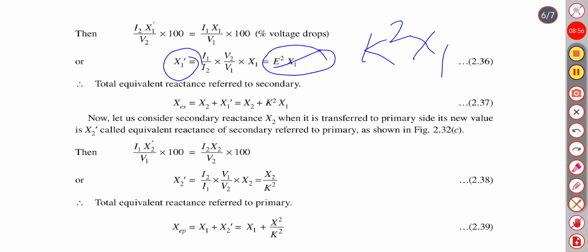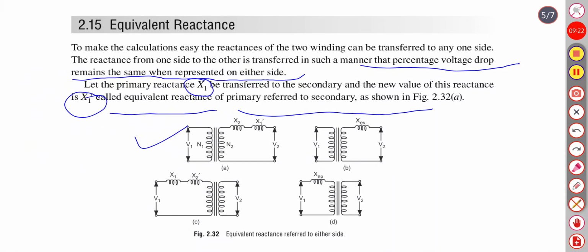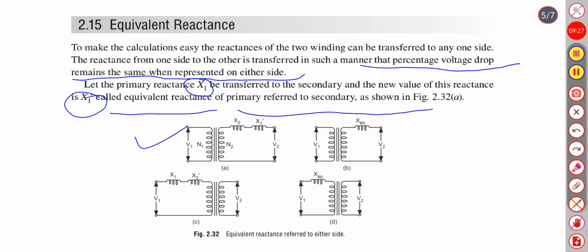Therefore, the total equivalent reactance referred to secondary will become X equivalent, X2 plus X1 dash, and it will be X2 plus K square X1. Now let us consider secondary reactance X2 when it is referred to the primary side. Its new value is X2 dash, called equivalent reactance of the secondary referred to primary, as shown in figure C. This one.